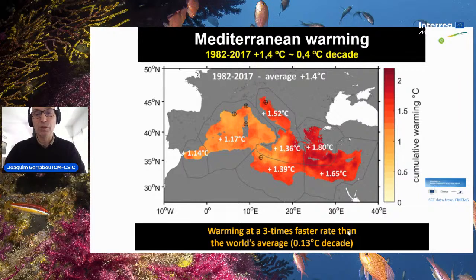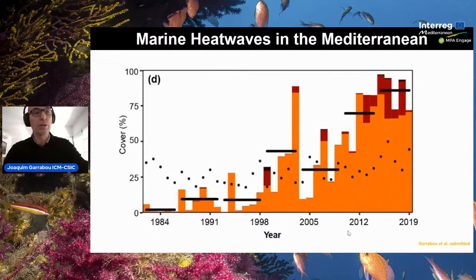And this translates, of course, in warming. So the mean temperature is increasing. But there is another effect of the warming, which is the increase of the frequency and the intensity of marine heat waves. In this figure, what we are showing is the coverage of the Mediterranean that has suffered marine heat waves from the early 80s till these last years. And what we see is that in the last 5-10 years, most of the areas in the Mediterranean have been suffering the impact of marine heat waves, the extreme high temperatures. The different colors that you see in the bars are about the intensity category of the marine heat waves, and we see that in the last years we are witnessing as well an increase in the intensity of these marine heat waves.